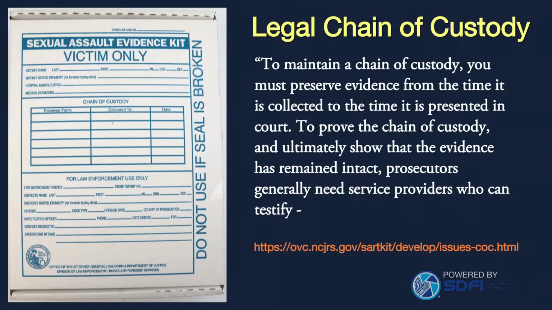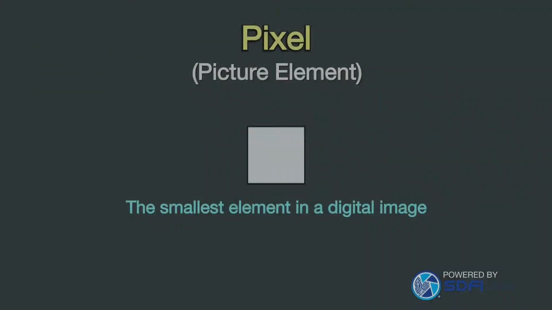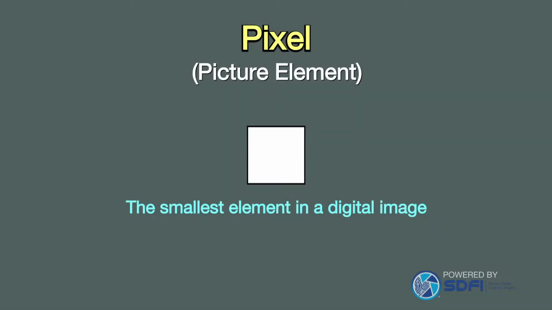From the Office for Victims of Crime. To maintain a chain of custody, you must first preserve evidence from the time it is collected to the time it is presented in court. To prove the chain of custody and ultimately show that the evidence has remained intact, prosecutors generally need service providers who can testify that the evidence offered in court is the same evidence they collected or received, to the time and date the evidence was received or transferred to another provider, that there was no tampering with the item while it was in custody. Now we're going to talk about pixels and digital image compression.